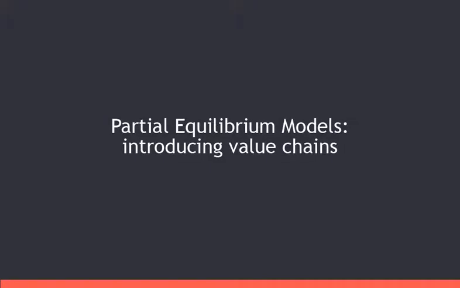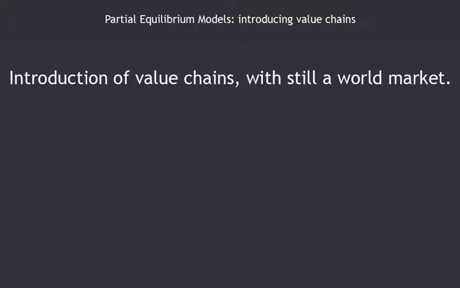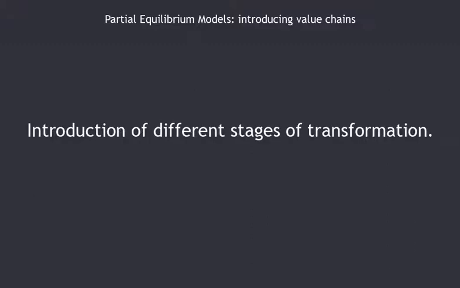Let me now present new extensions of partial equilibrium modeling with the introduction of a value chain. So let me introduce right now a value chain, and we keep a world market in this new model. The idea is to introduce different stages of transformation. Here we are going to introduce only two stages of transformation because we want to start with something very simple.